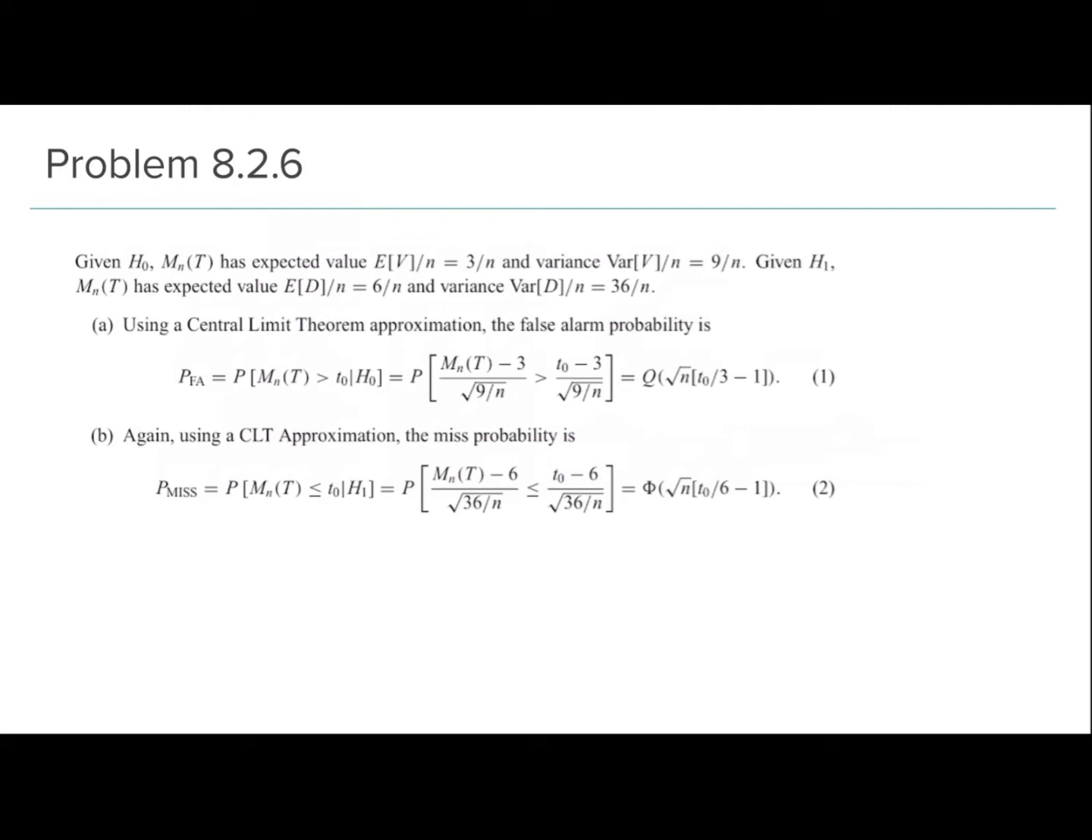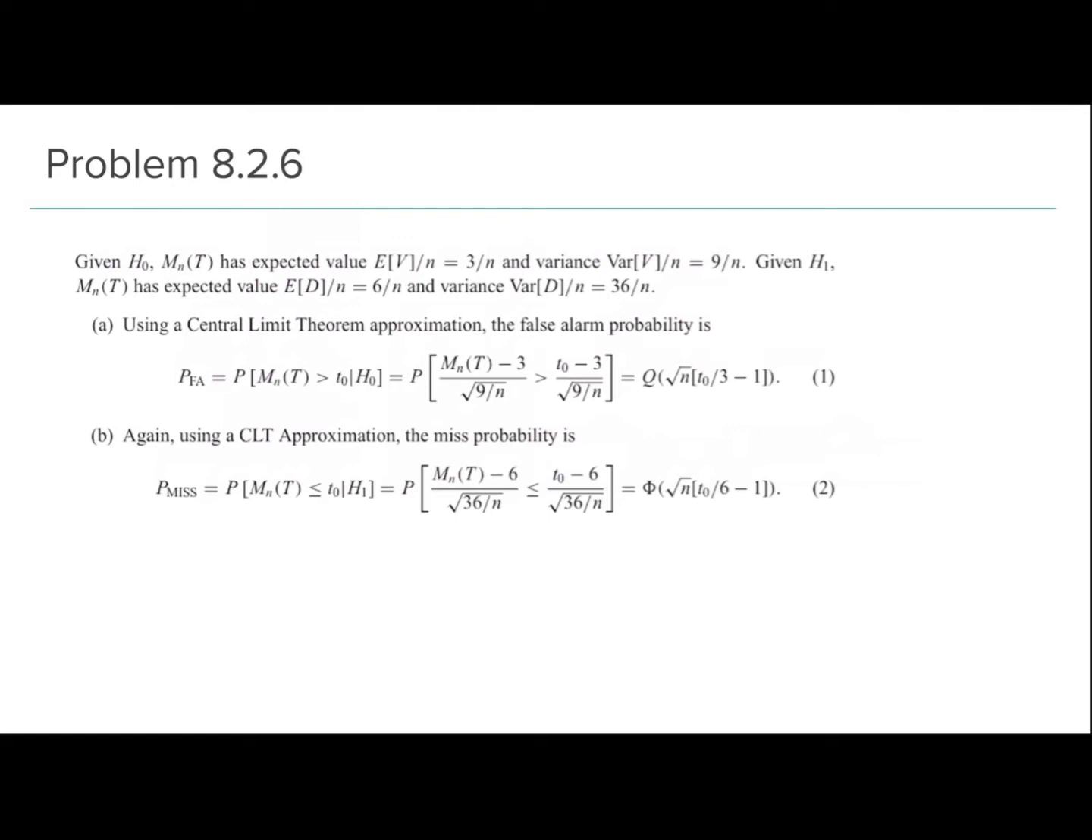So given H0, we know that the sample mean has expected value equal to E[V] divided by n, which is equal to 3 over n, right? And the variance will be Var[V] divided by n, which will be equal to 9 over n, since it's an exponential random variable. And given H1, we know that M_n(T) has expected value E[D] over n, which is equal to 6 over n, and variance equal to Var[D] over n, which will be equal to 36 over n, right?